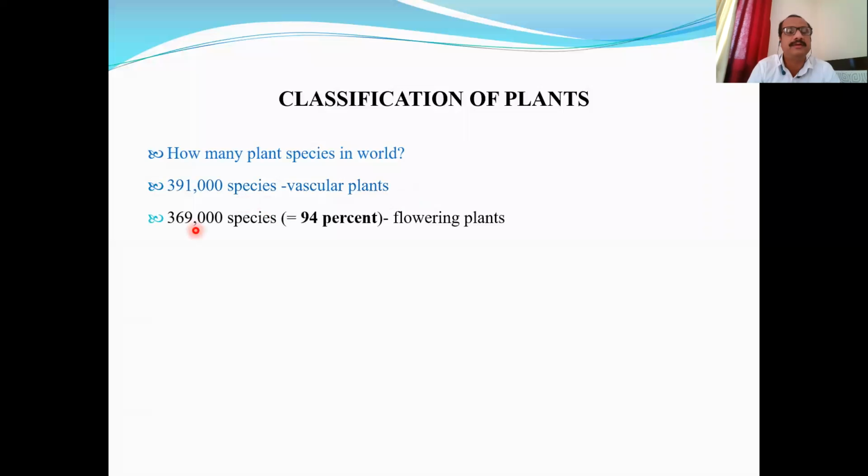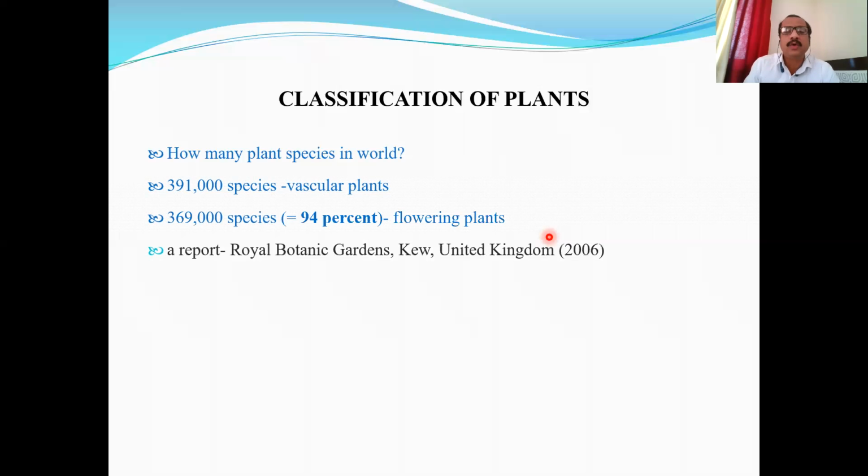Of these species, 3,69,000 species, equal to 94% of the total vascular plants, are flowering plants, higher plants. These are species of plants, not the total number of plants. For example, mango, Mangifera indica, is one species. So you can imagine how many mango plants there are in the world. These 3,69,000 species of flowering plants are there in the world, according to the report given by the Royal Botanic Gardens, situated in Kew, United Kingdom, in the year 2006.